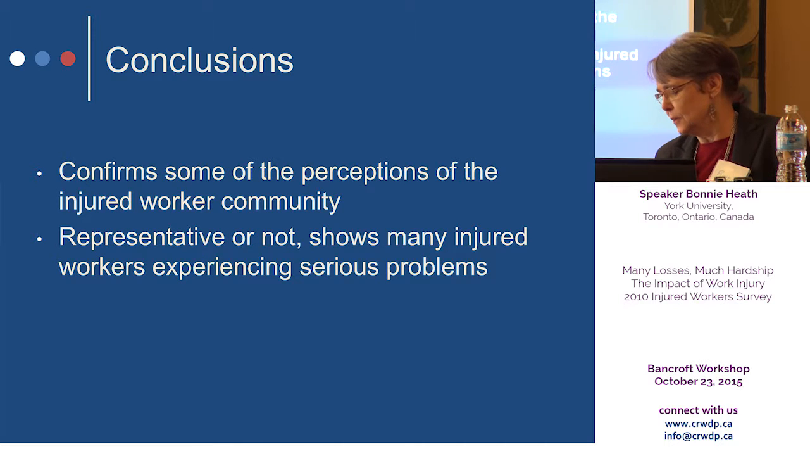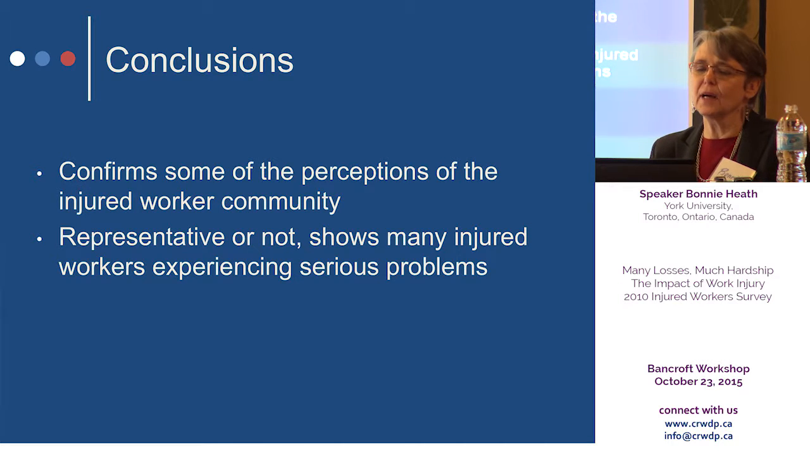So what can we conclude from all this? Well, this certainly confirms some of the perceptions of the injured worker community in terms of those people who are seeking help, who are in disputes over claims. And even though this is not a representative sample, it is 300 people, many of whom are having very serious problems. And so I think that, more than anything, speaks to what we were talking about last night.